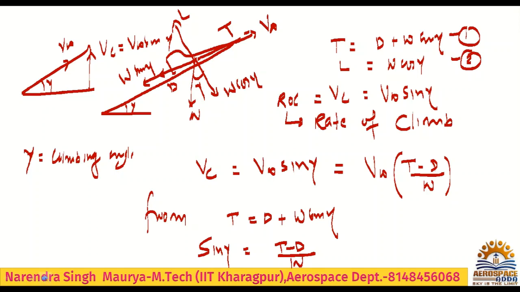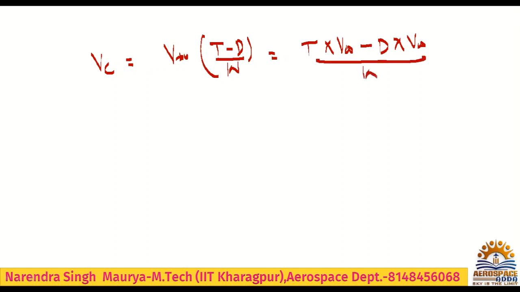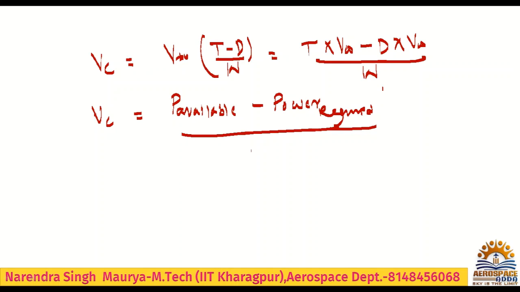Alright. Now we can write VC is equal to V infinity in bracket thrust minus drag divided by weight, or thrust into V infinity minus drag into V infinity divided by weight. Thrust into V infinity is called power available, minus drag into velocity called power required, divided by W.